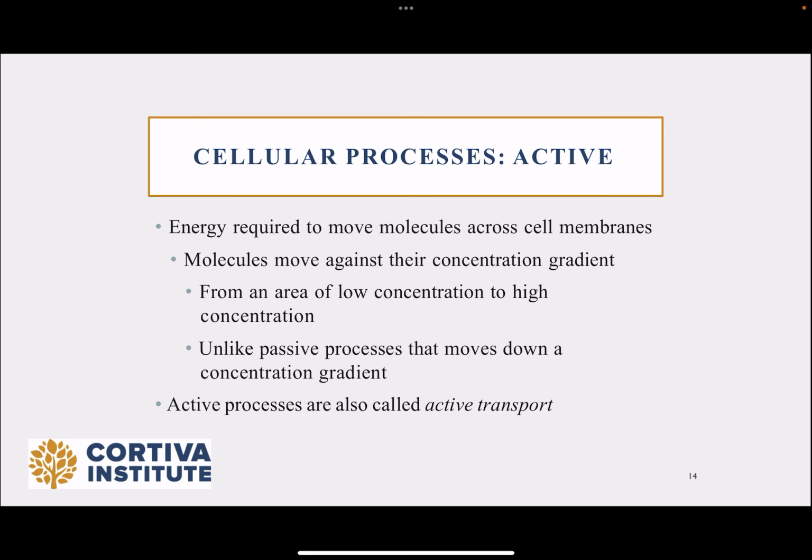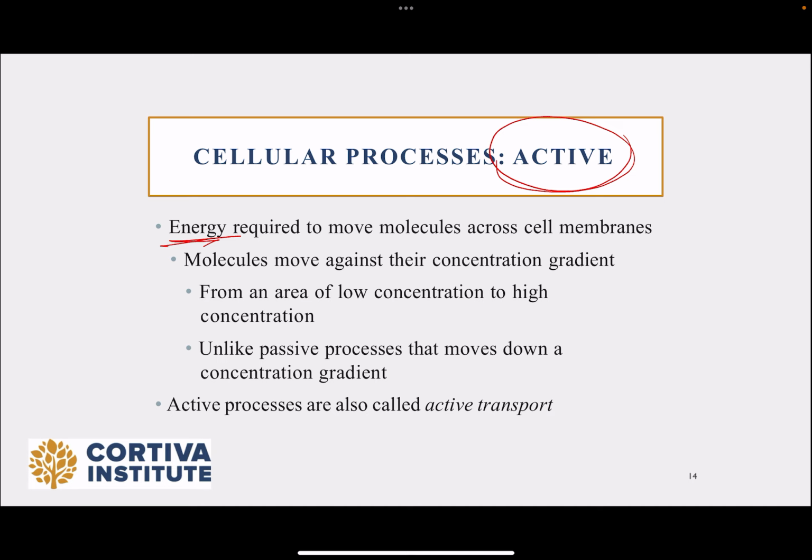Now, the cellular process that is active is going to require energy, right? So this is where molecules are going to move against their concentration gradient. What does that mean, right? I have a specific concentration. It might be very thick, right? But the molecules are going the other way.